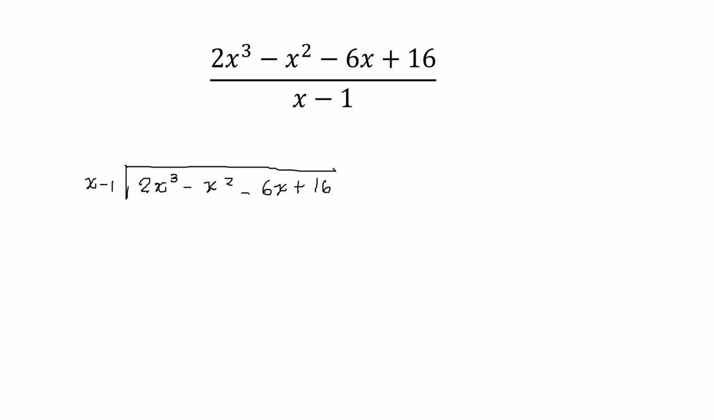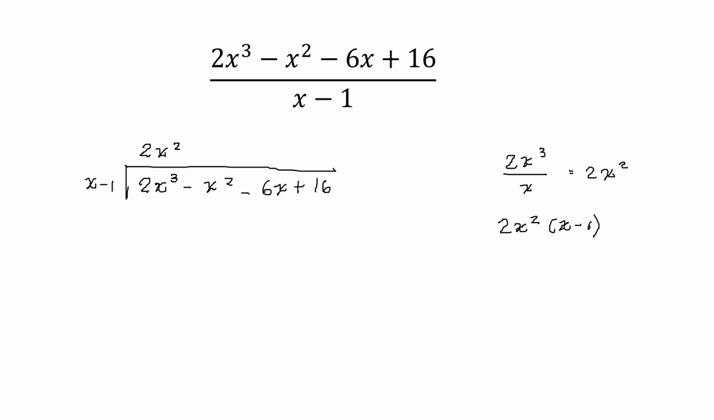Next, divide the first term of the dividend by the first term of the divisor. So that's 2x cubed divided by x. Recall our exponent law. This would give us 2x squared. Write this on top of the first term. Next, multiply the result by the divisor, 2x squared times x minus 1.